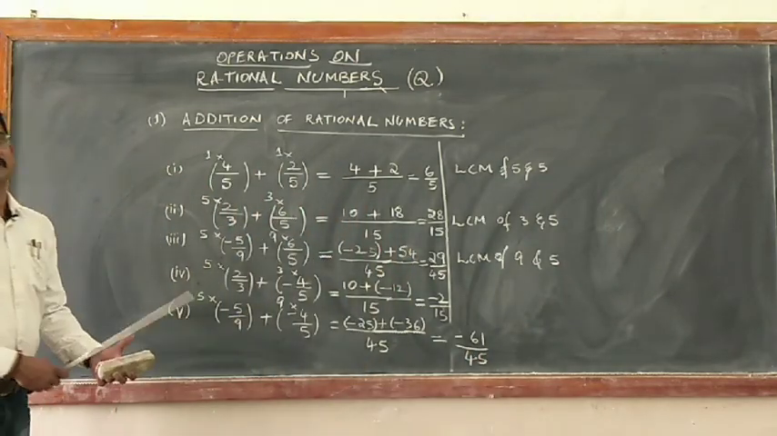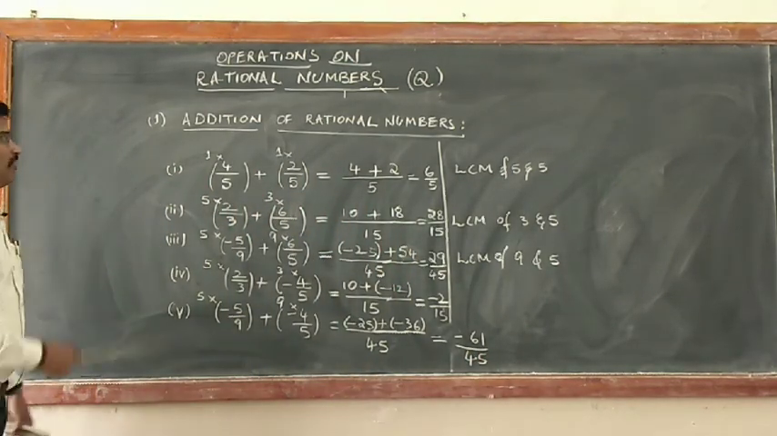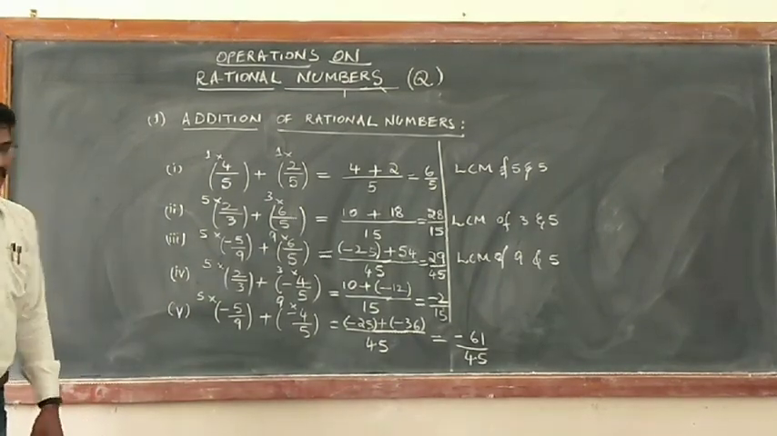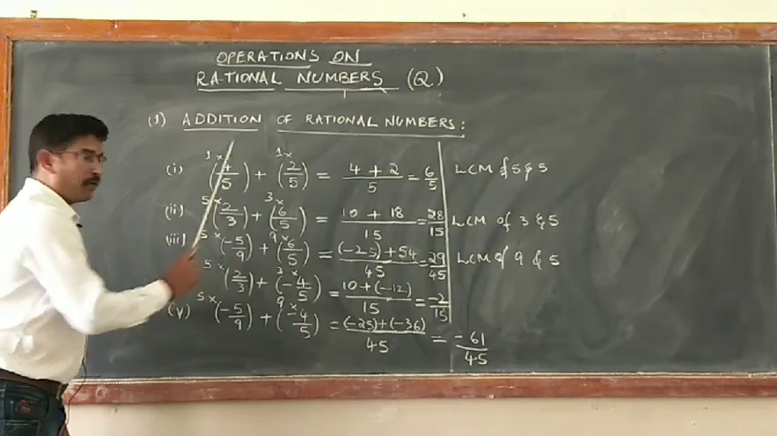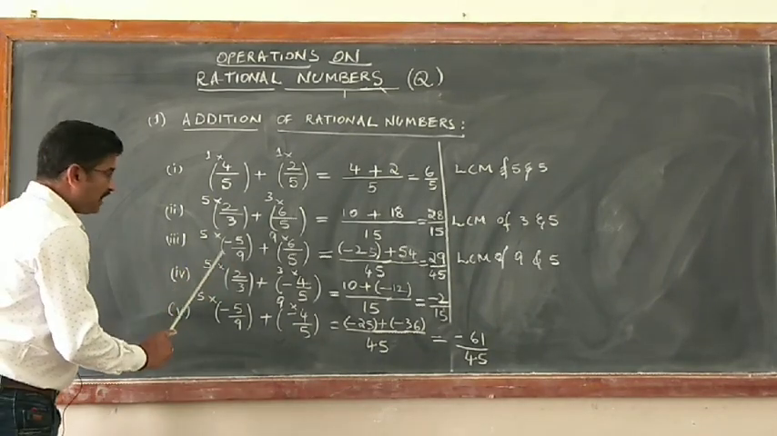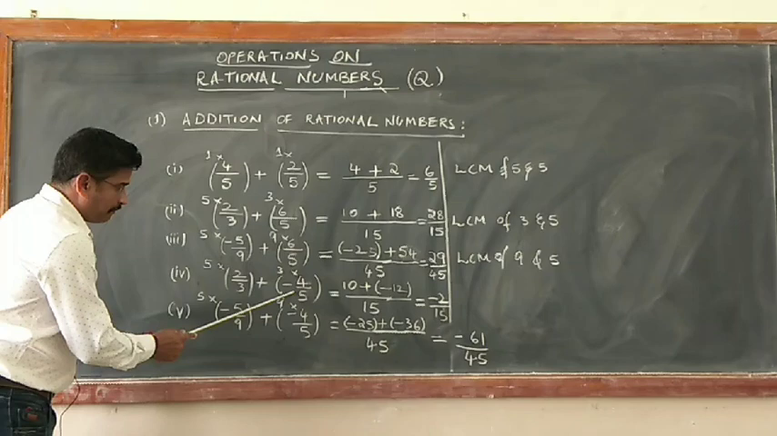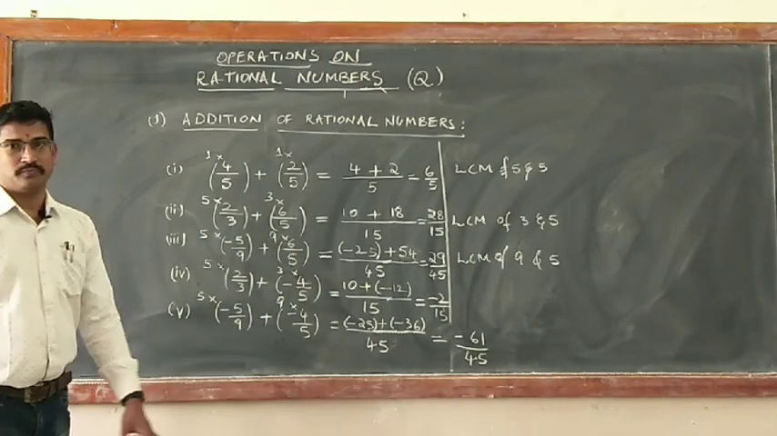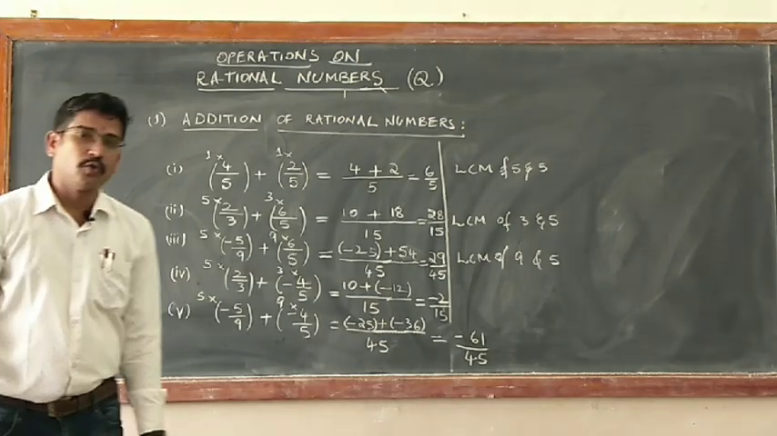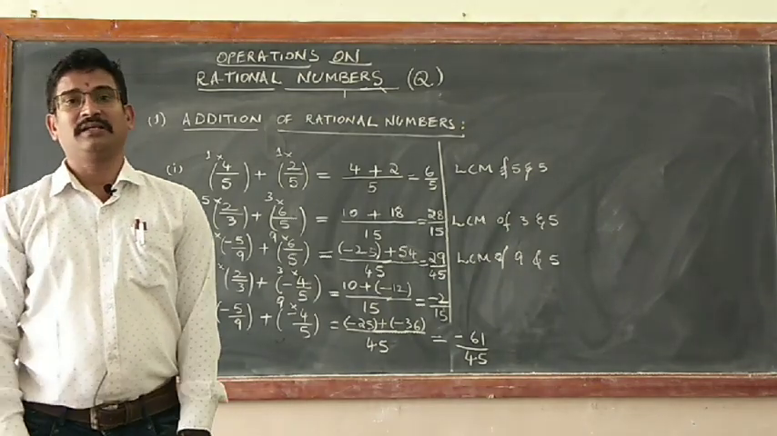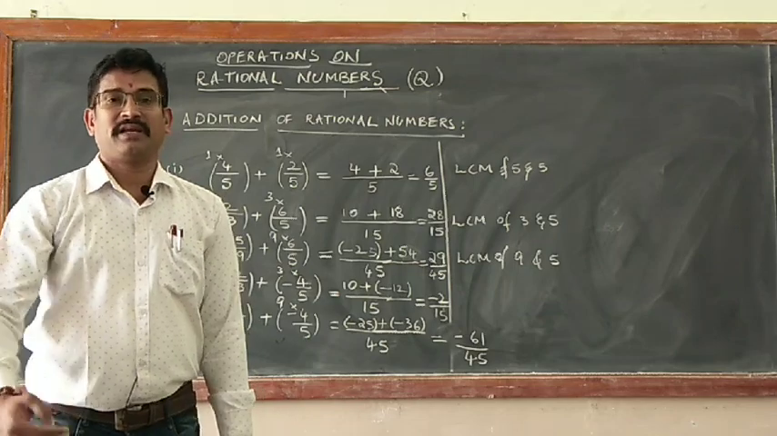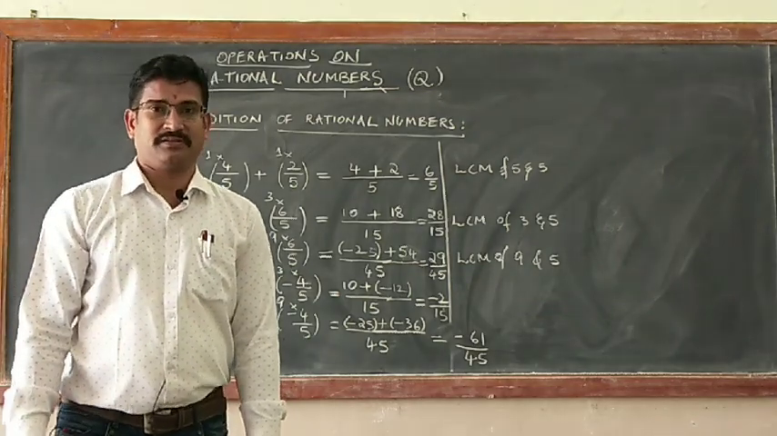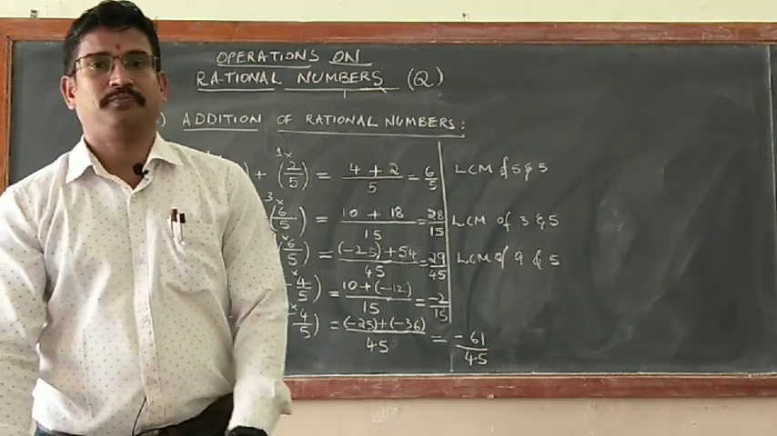So, here is the complete total of adding any two rational numbers, whether they are both being positive or any one amongst them being negative or both being negative. With this, I will conclude addition operation on rational numbers. In my next session, I will discuss in detail about subtraction. Thank you.